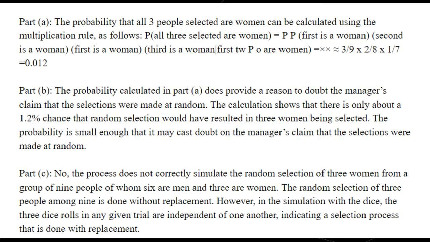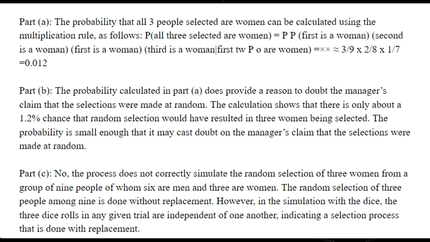You see here, use the multiplication rule. So basically, you're going to take the probability that the first is a woman times the probability that the second is a woman times the probability that the third is a woman, and that's of course given that the second one's a woman and the first is a woman. So it ends up being 3 over 9 times 2 over 8 times 1 over 7, which is 1.2%.